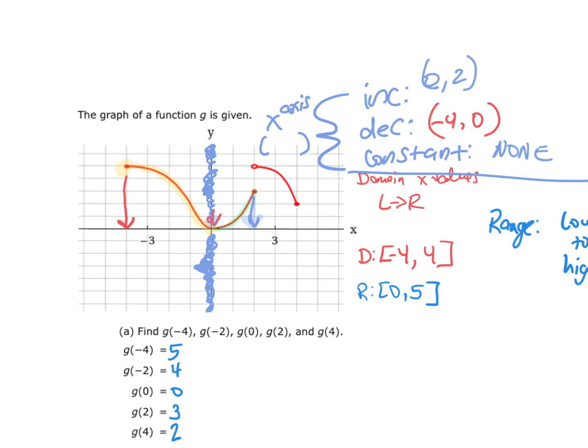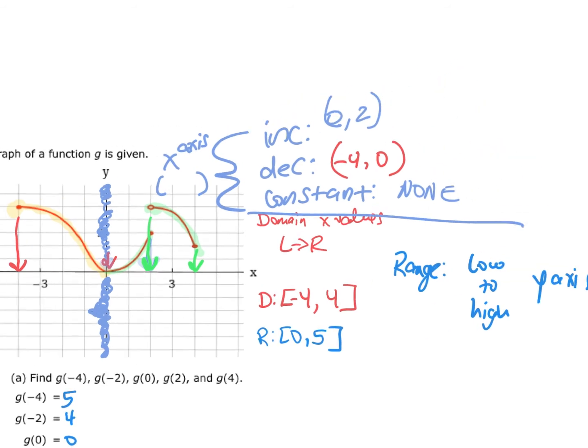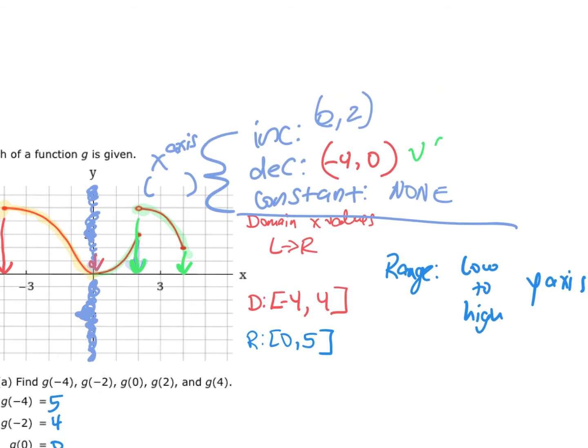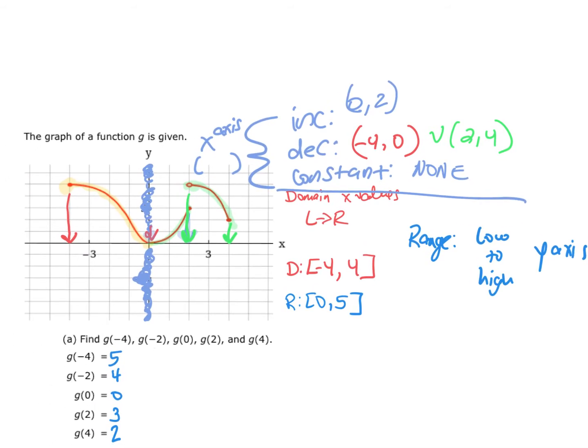And now I say, okay, from here to here, what did my function do? It decreased. It decreased from where to where on the x-axis? From 2 to 4. And there are our intervals of increase, decrease, constant.